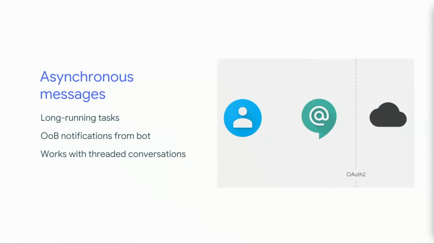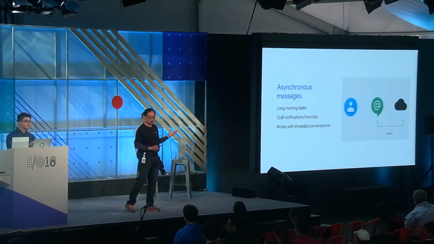Cool. So far we've shown you bots that respond to something the user does, right? The user has to send a message or click on a button for your bot to do anything. But what if the bot needs to notify the user about something? Right. So thanks, Chuan. The framework supports asynchronous messages, which are perfect for long-running jobs or out-of-band notifications. Asynchronous messages can also be sent to specific threads for context. So here, our bot needs to contact Hangouts Chat, so some OAuth is needed.